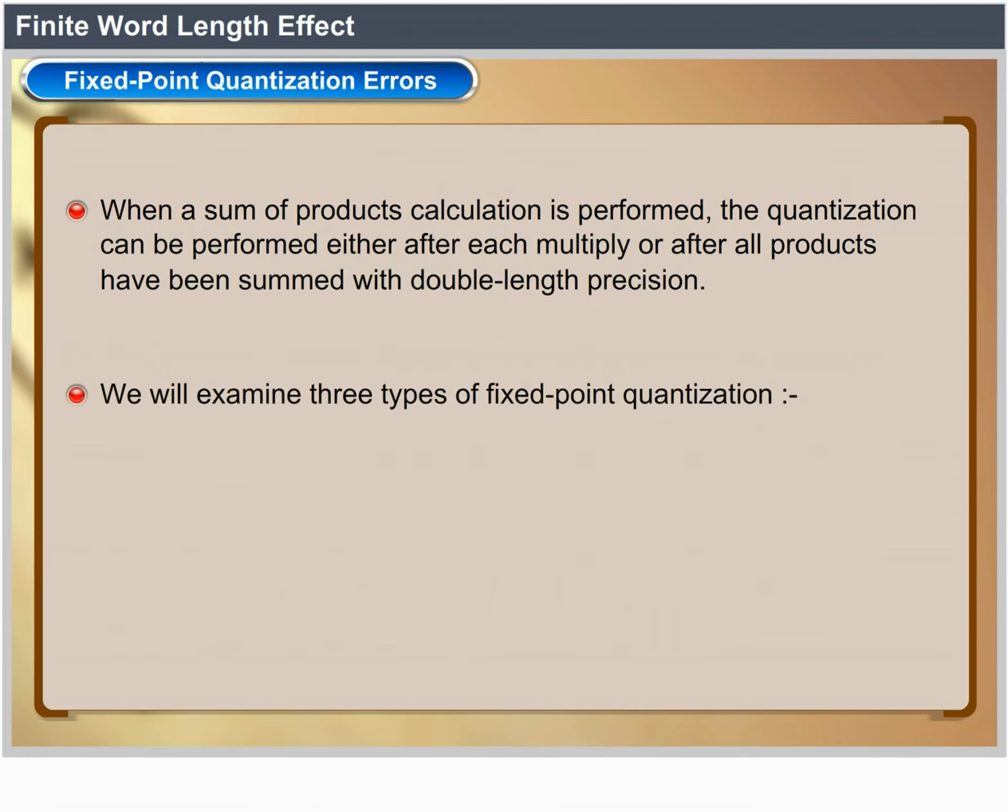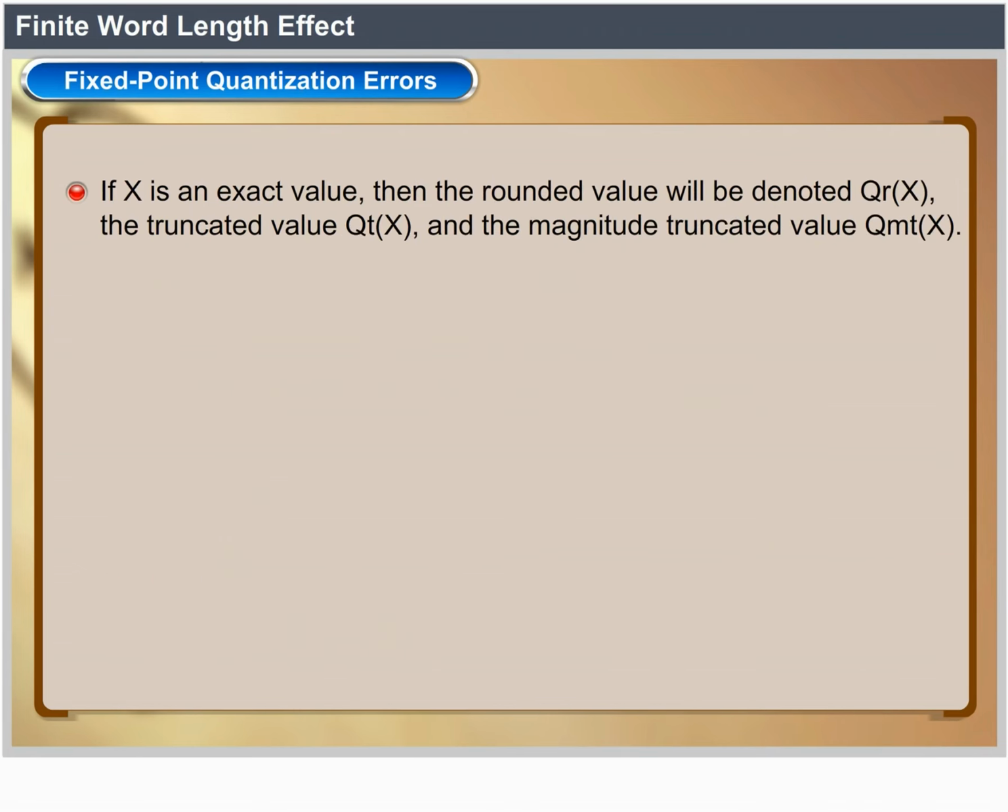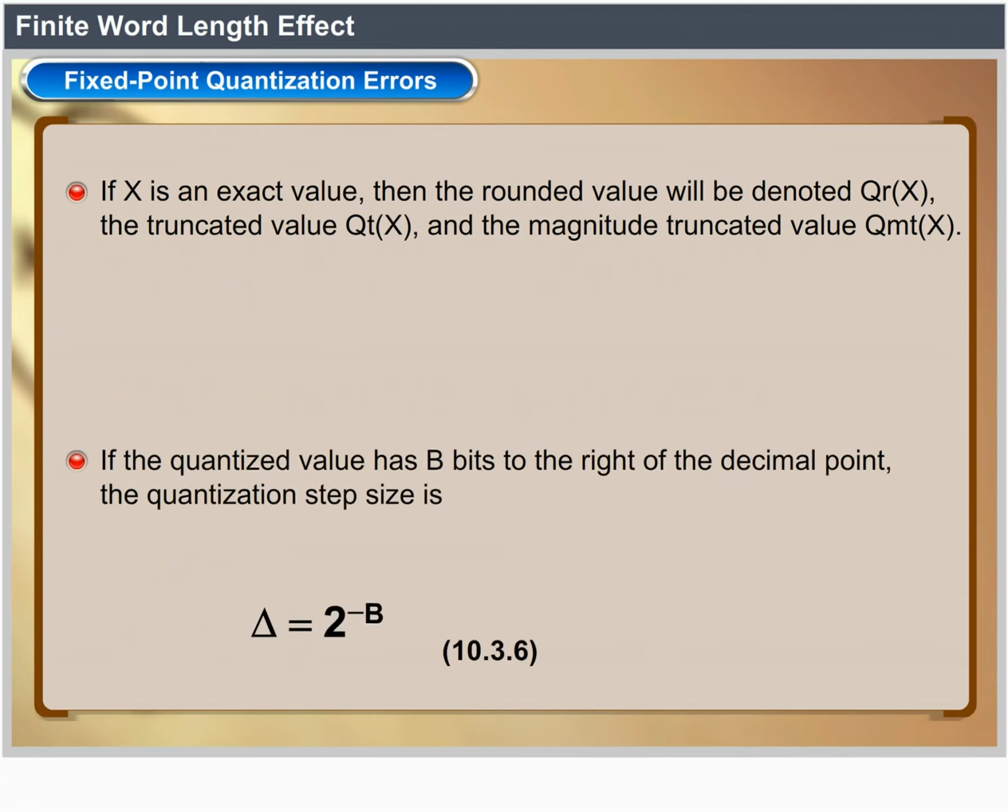We will examine 3 types of fixed point quantization: rounding, truncation, magnitude truncation. If x is an exact value, then the rounded value will be denoted QR of x, the truncated value QT of x, and the magnitude truncated value QMT of x. If the quantized value has b bits to the right of the decimal point, the quantization step size delta equal to 2^-b is called equation number 10.3.6.